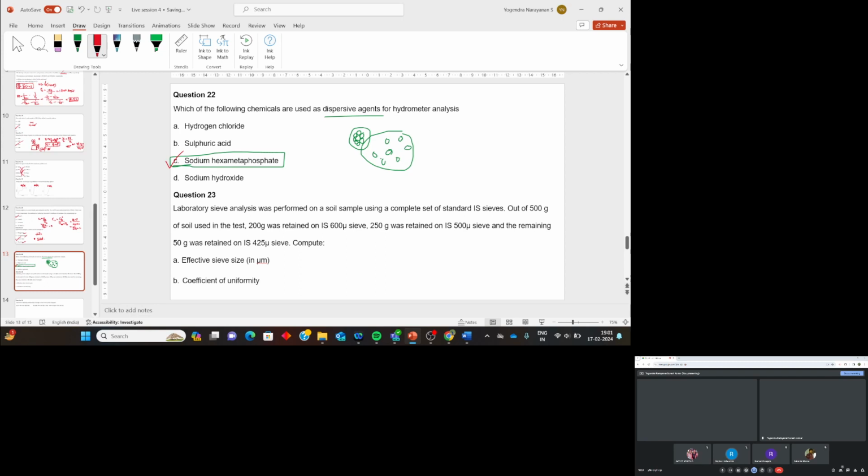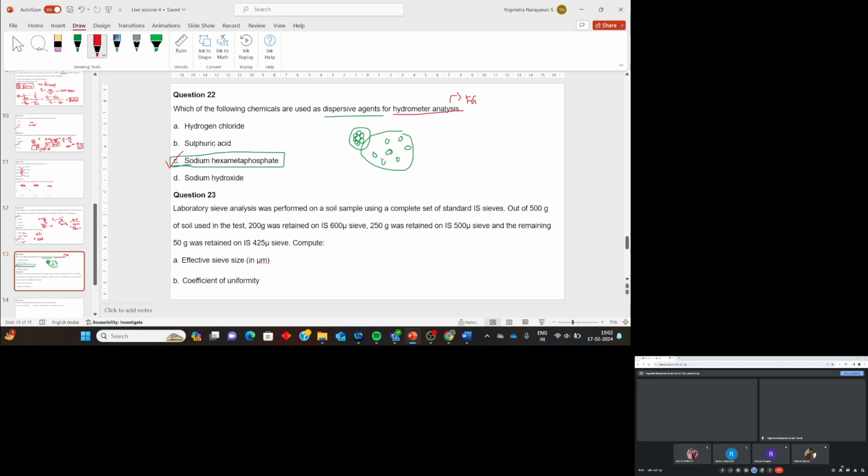Dispersive agents in hydrometer analysis are usually used for fine grained soils. When you take a fine grained soil lump, several grains are attached to each other and form a lump. To get the actual particle size, you have to break those lumps into individual grains. Also, in hydrometer analysis, we use the soil as a slurry.